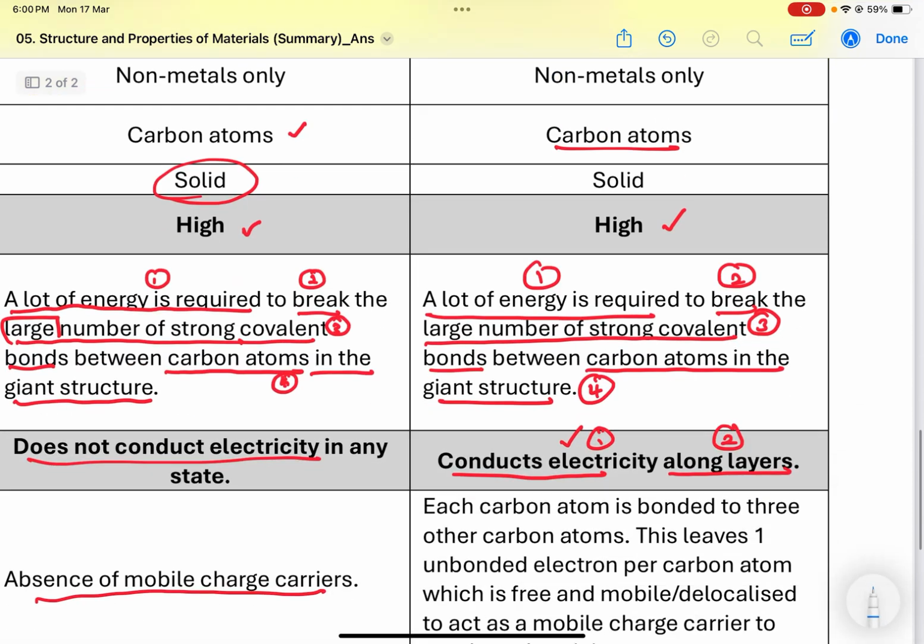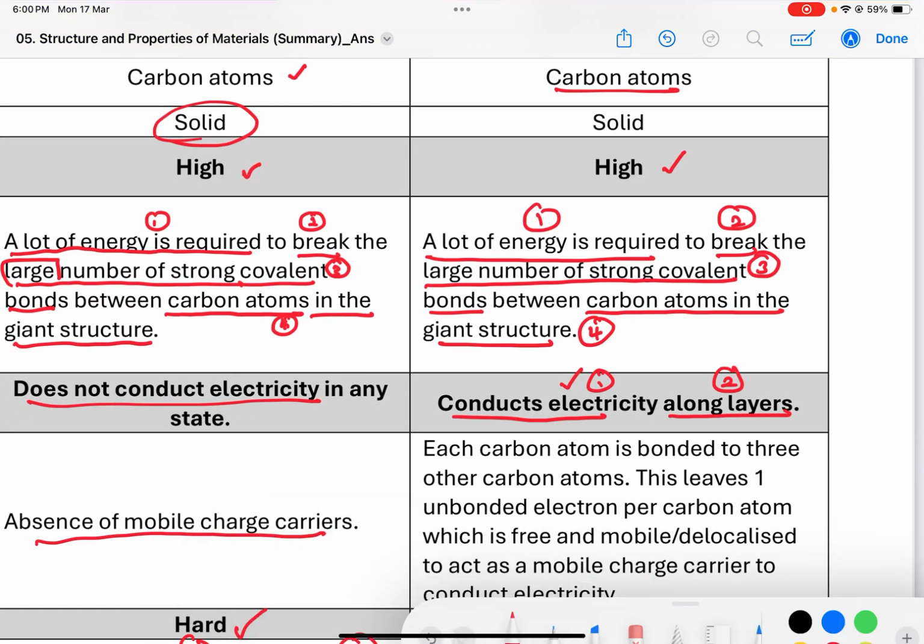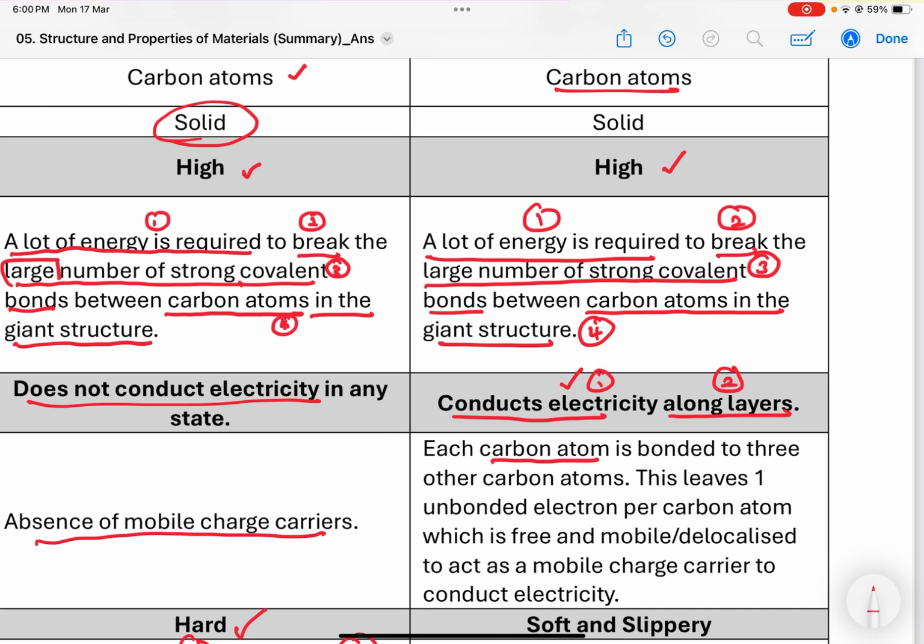So why is it so? Take note of the explanation. We know that each carbon atom is bonded to 3 other carbon atoms. This is an important statement to write. Because each carbon atom is bonded to 3 other carbon atoms, this leaves 1 unbonded electron per carbon atom. Now this unbonded electron per carbon atom: if I've got 20 carbon atoms, it means that I've got 20 unbonded electrons.